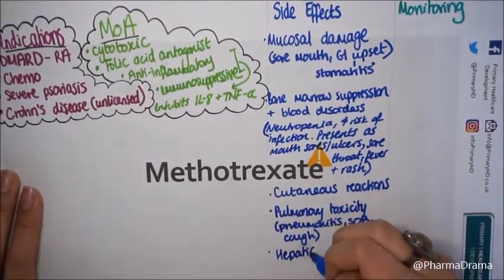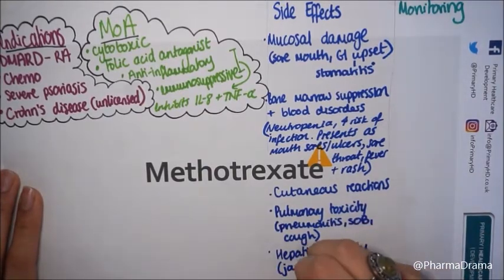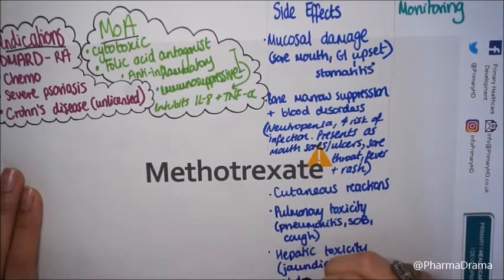It can also rarely cause liver toxicity or hepatitis. This presents as jaundice, nausea and vomiting, abdominal discomfort, and dark urine.